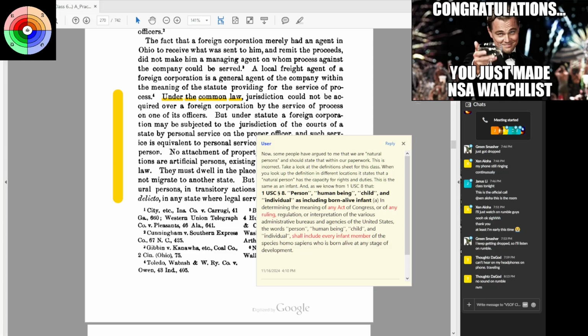So can you be 45 years old and be an infant? Yup. Is that what they're calling you in the United States Code? Yup. Is a natural person an infant? Yes. Now let's take a look at that.